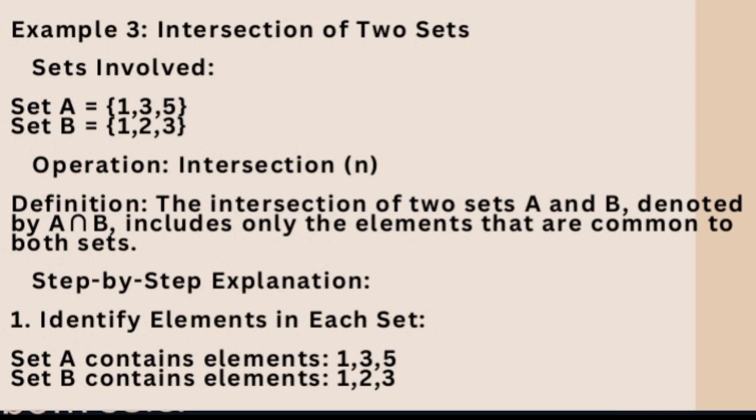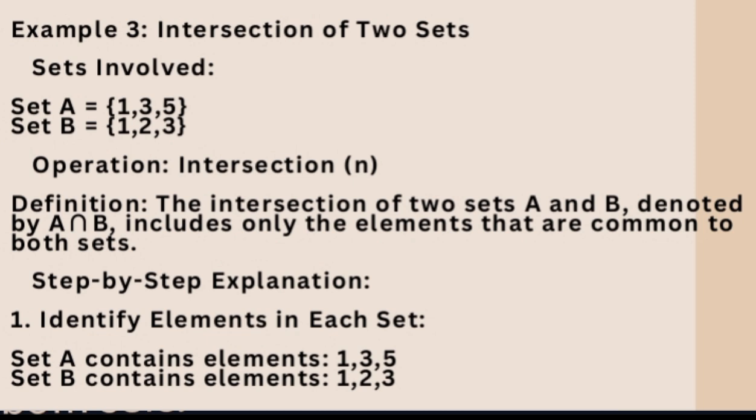Example number 3 is an intersection of two sets. Sets involved: Set A equals the set {1, 3, 5}. Set B equals the set {1, 2, 3}. The operation that we use here is intersection. So the definition: the intersection of two sets A and B, denoted by A ∩ B, includes only the elements that are common to both sets.